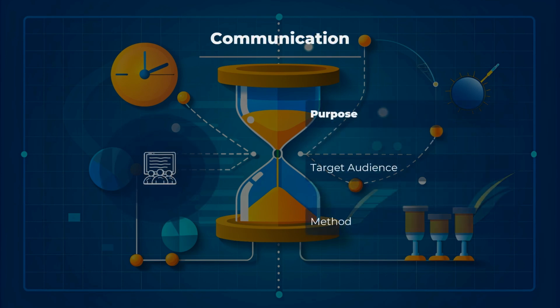Now, let's discuss the purpose of communicating activity durations. Alignment: ensures all stakeholders are aligned with the project timeline and understand the estimated durations. Expectation management: helps manage expectations by providing realistic timelines. Coordination: facilitates coordination among team members and departments by clearly communicating when tasks should start and finish.